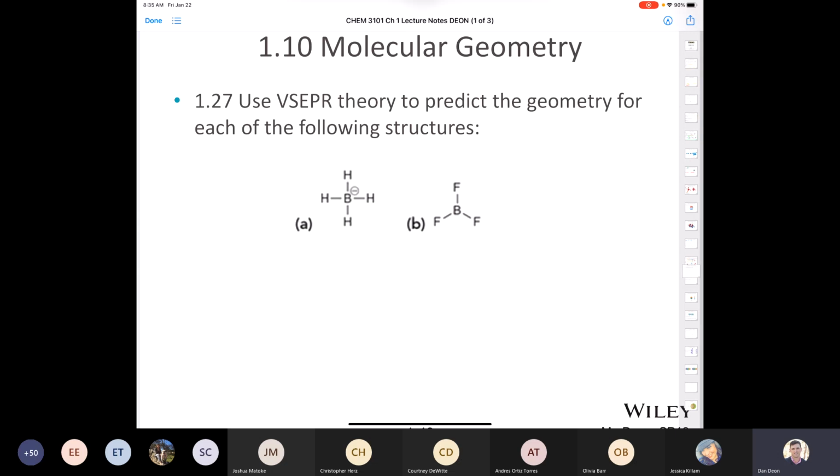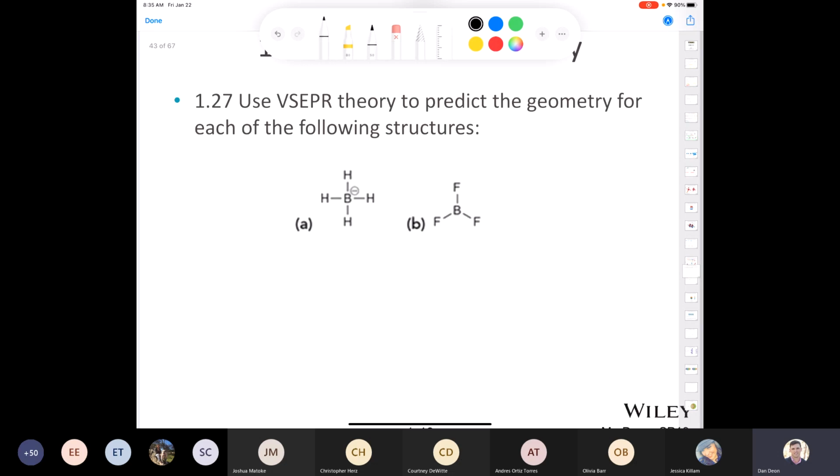This is question 1.27 from our textbook. It asks us to use valence shell electron pair repulsion theory to predict the geometry for each of the following structures. We've got BH4 with a negative charge on the boron, and then we have BF3. Well, we already went over BF3 on the last slide, so I'll just kind of draw in the lone pairs. You know, I have a saying, friends don't let friends leave lone pairs out, right? You should always include lone pairs in your Lewis structure.